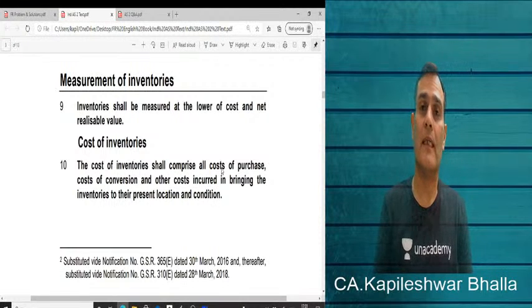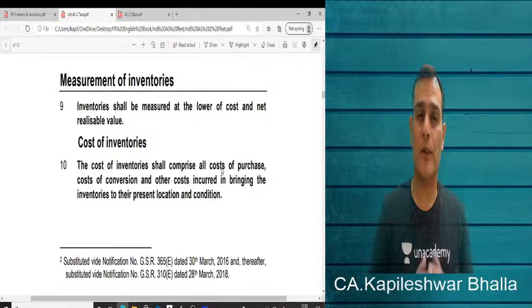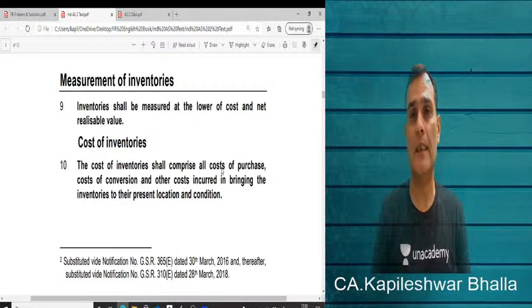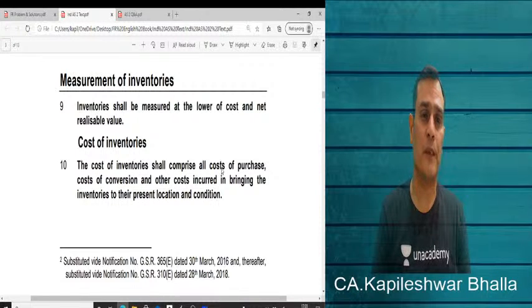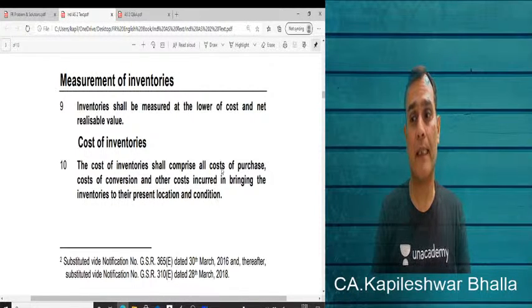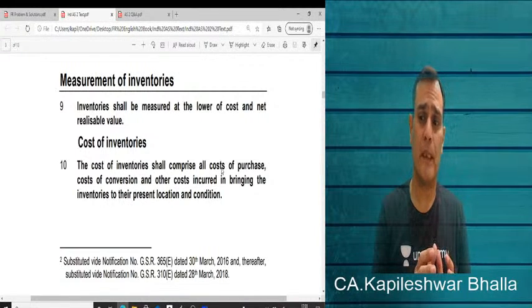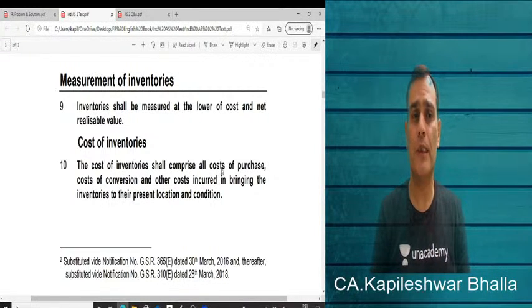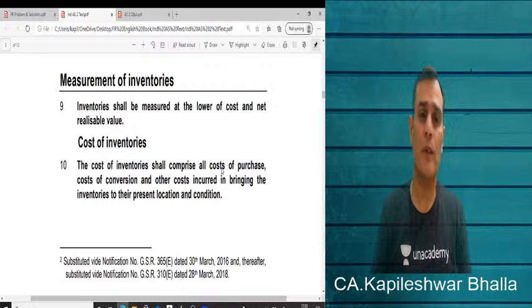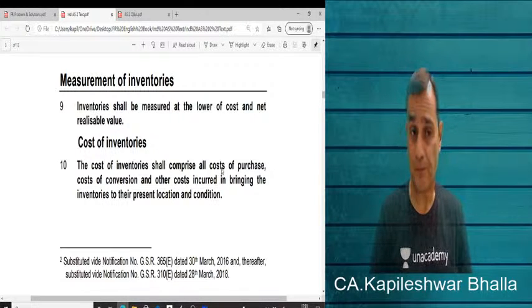So as I was discussing, when you are looking at the measurement principles of inventory, you need to read para number 9 and para number 32 together. I'm going to first read para number 9, raise certain issues, and then go to para number 32 before we document some notes for you.